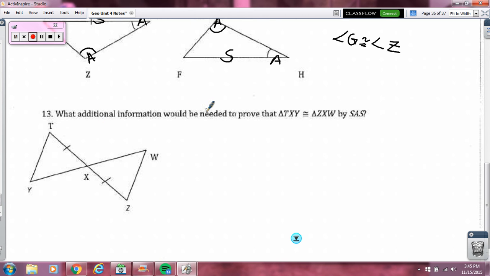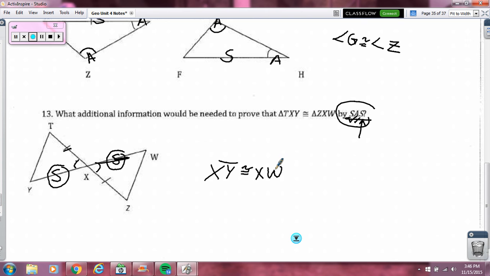Alright, what extra information would I need to prove the triangles congruent by SAS? Alright, so I already know TX and XZ are the same. I already know those two vertical angles are the same. If I want to use SAS, I've already got a side and an angle. I need another side. And I want to make sure I pick the right one. I want SAS. So I'm going to want to pick the two sides that I just circled. I'm going to want to add in that XY is congruent to XW. And then I would have SAS on both of them.